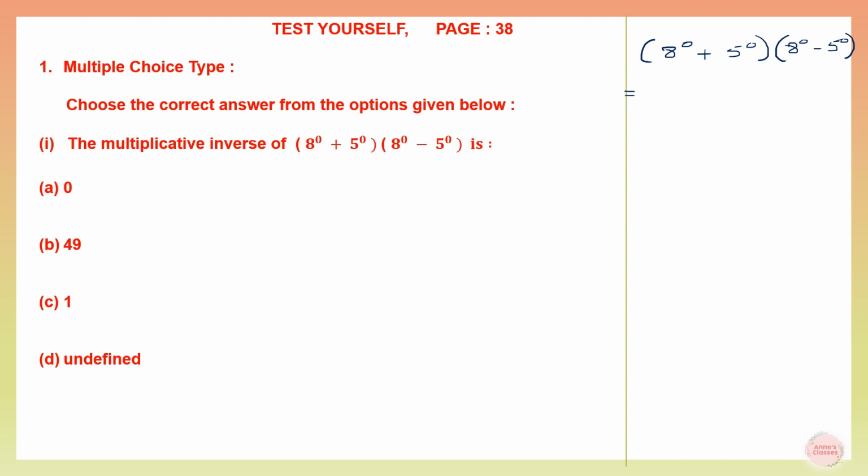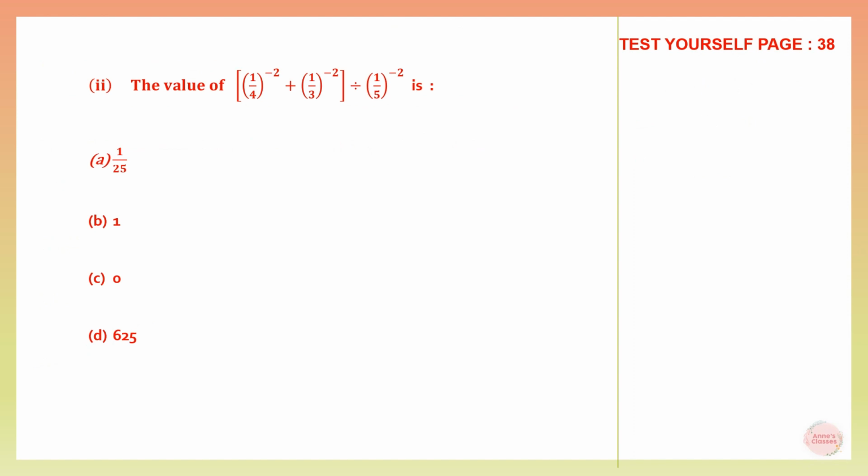Now we know that any number raised to the power of 0 is 1. So this will be 1 plus 1 into, here it will be 1 minus 1. So 1 plus 1 is 2 into 1 minus 1 is 0. 2 into 0 is 0. Now this number 0 does not have a multiplicative inverse. So it cannot be 0, it cannot be 49, it cannot be 1. It is undefined. So 0 does not have a multiplicative inverse, so it is undefined.